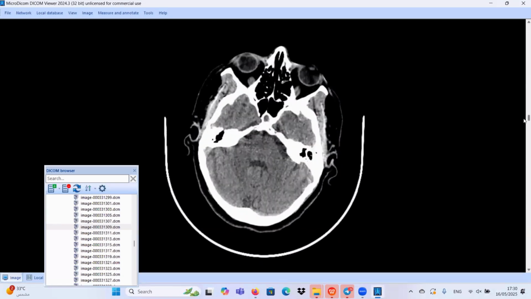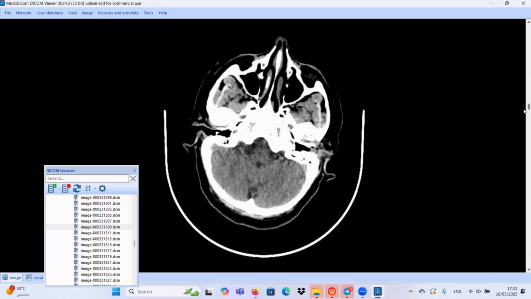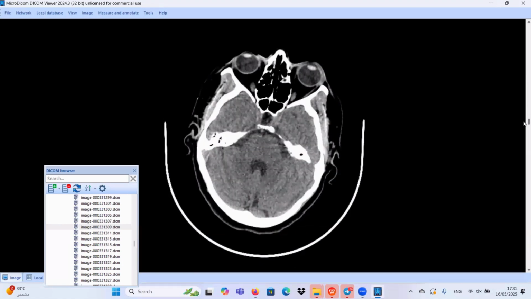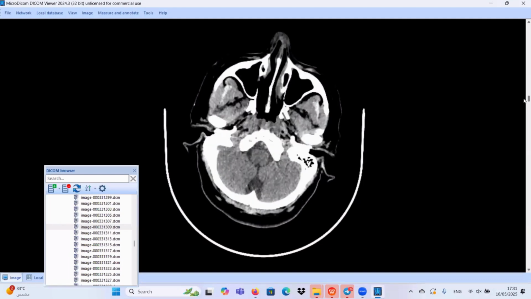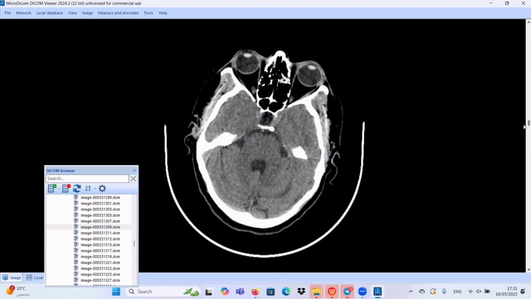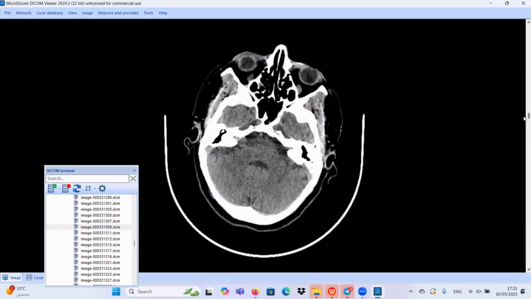Let's focus on the posterior fossa. Sir, there is a soft tissue density area in the right CP angle that is extending into the internal auditory canal, porus acusticus. Yes, perfect. Is this abnormality able to explain the patient's complaint? Sir, depending upon its extension and involvement of the nerve, we can suggest.